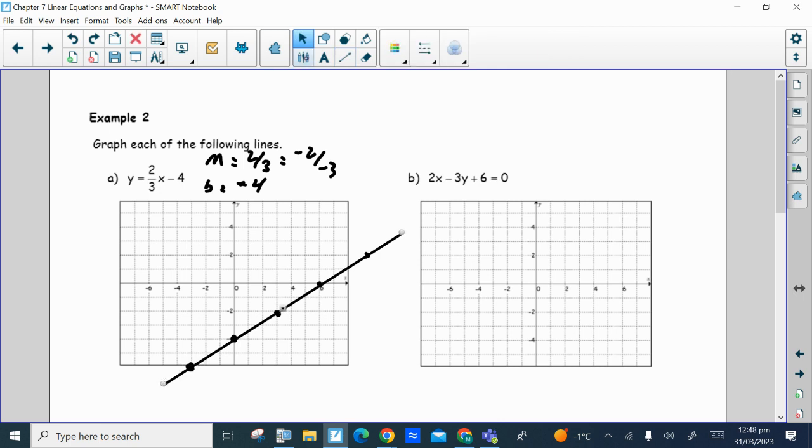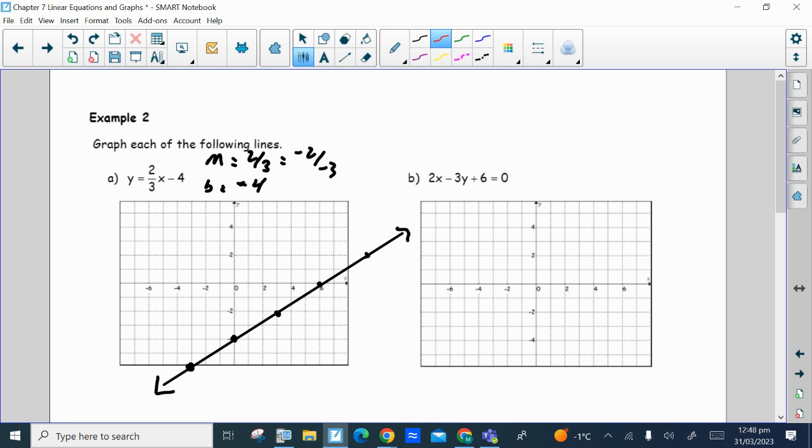And remember that our lines always have arrows on the end because they go forever in both directions. So that second equation is a line because there's no exponents. Riley, is it in slope-intercept form? Why not? Right. The y is not by itself.